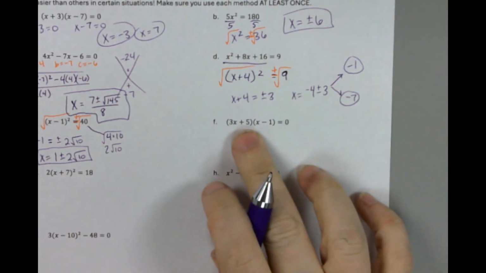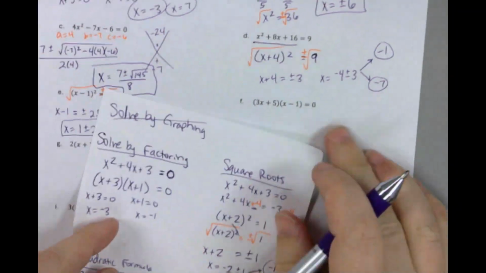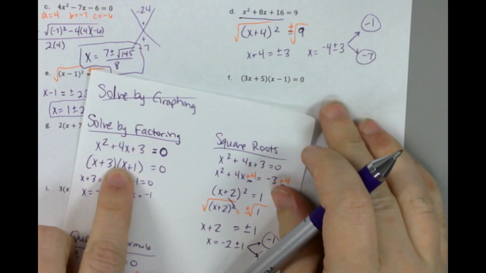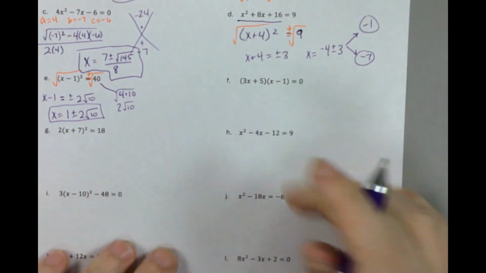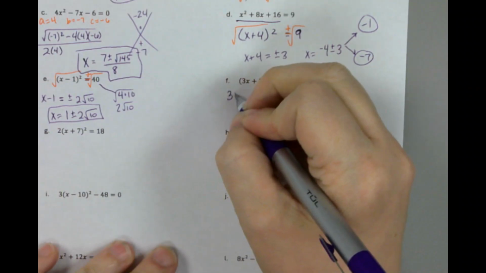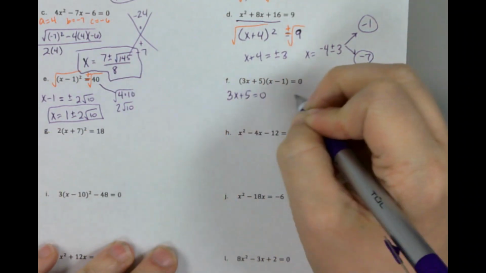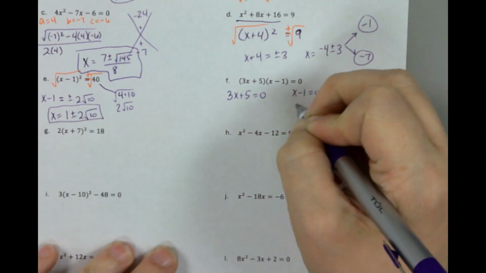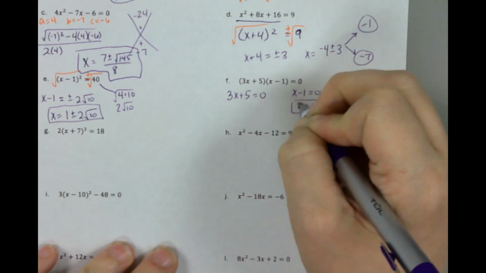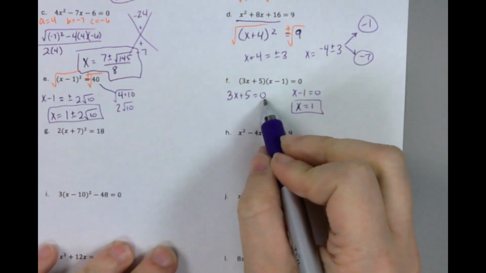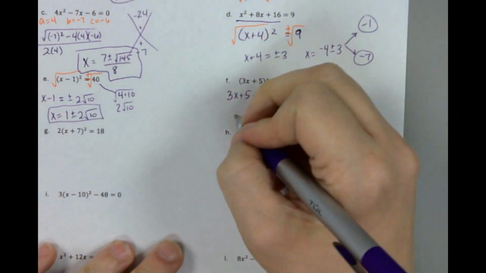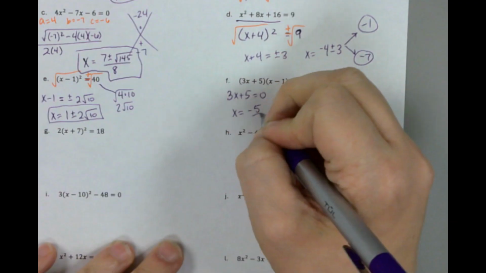F. This looks like it's already been factored right here. So we're just going to finish solving it by factoring. 3x plus 5 equals 0. X minus 1 equals 0. So x equals 1. Here we would subtract the 5, so negative 5 divided by 3. X equals negative 5 over 3.